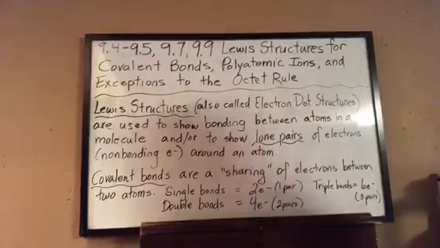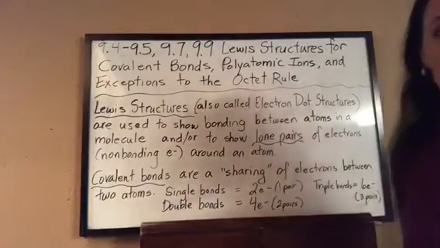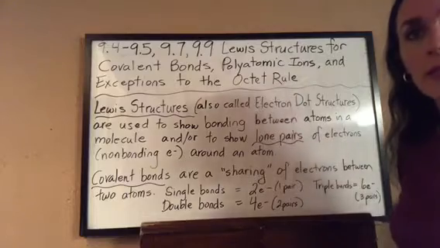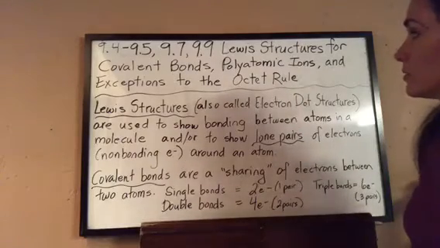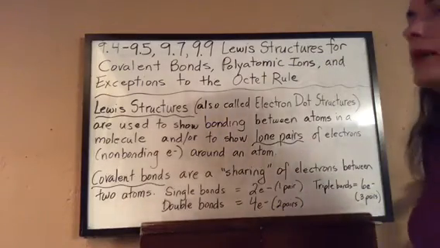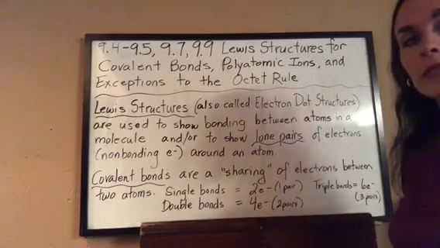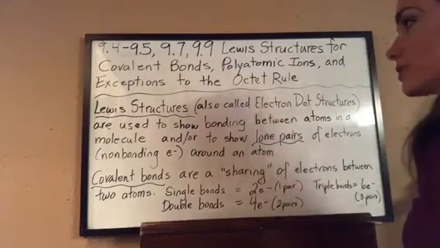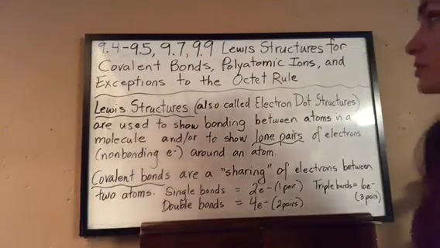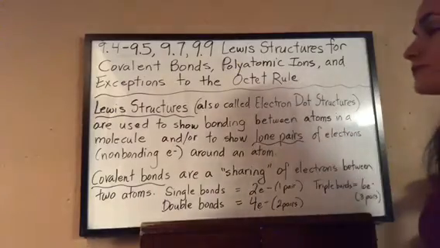In this video, we're going to discuss Lewis structures as ways to represent covalent bonding in molecules. We are also going to talk about polyatomic ions and the covalent bonds that make up polyatomic ions, and they have an overall ionic charge. And we will talk about exceptions to the octet rule.